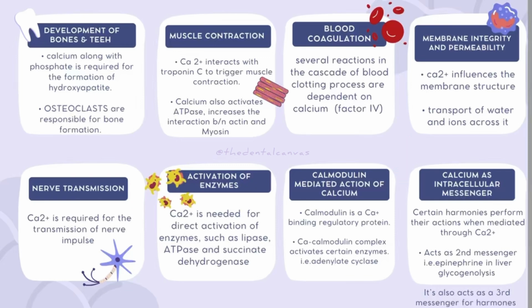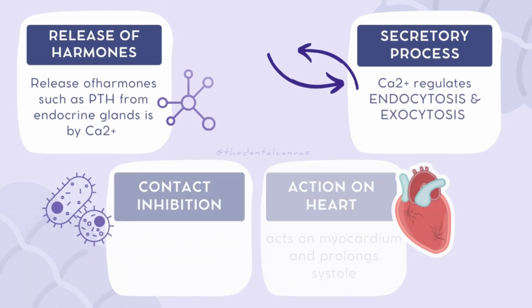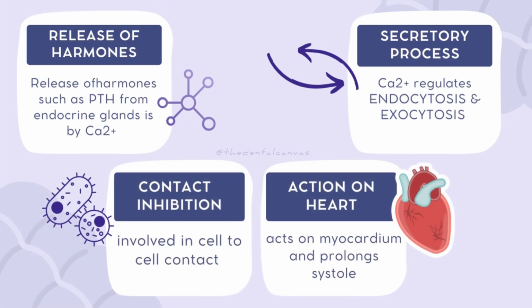Do mention 2 points under each function as shown. The remaining mnemonics. Do you remember RS and CA? So R for release and S for secretion. CA may C for contact inhibition, action on R for A. That we are done with all the functions of our calcium.